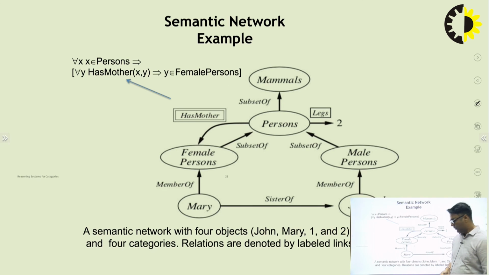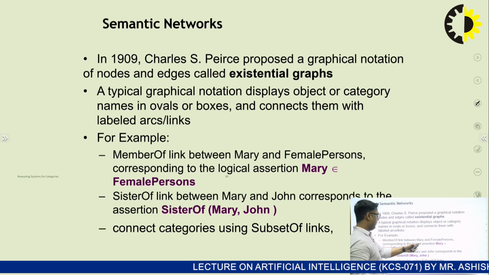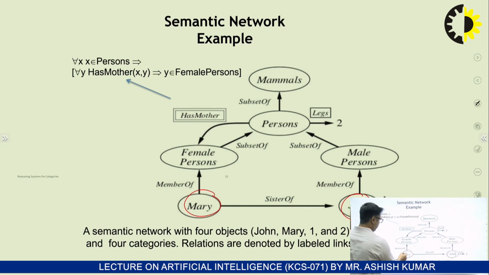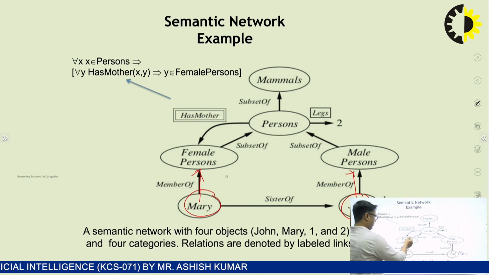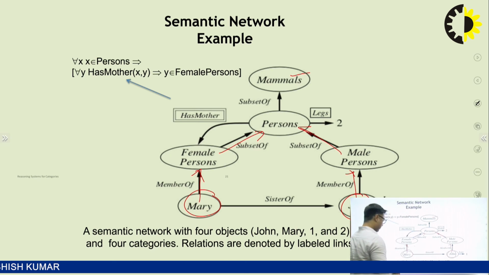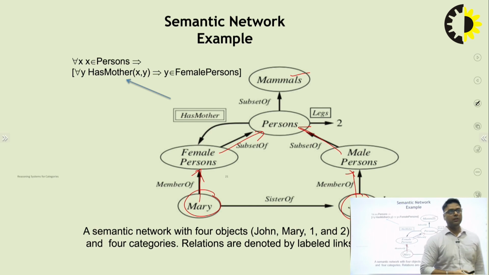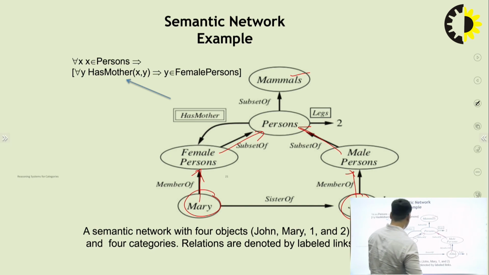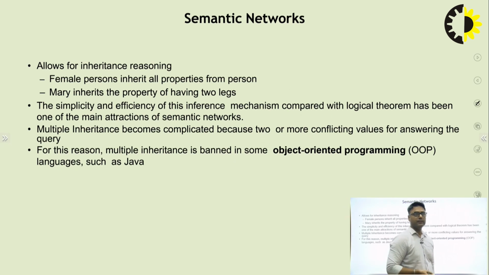In the graphical form, first Mary is taken, then I check John, because in the example it is already mentioned that Mary is related to female persons, and John is part of male persons, which is also a subset of persons. Finally, all of it is part of the semantic network. In that network, you represent statements in the form of trees and graphs. So here is a semantic network with four objects, John, Mary, 1 and 2, and four categories, with relations denoted by labeled links.